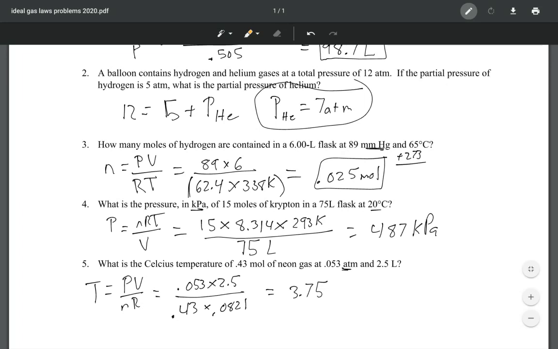Now, in this equation, our temperature comes out to be in kelvins, but the problem asks us for Celsius. So to convert to Celsius, we need to subtract 273. And when we do that, we get negative 269 degrees Celsius. And that's how you do the worksheet.